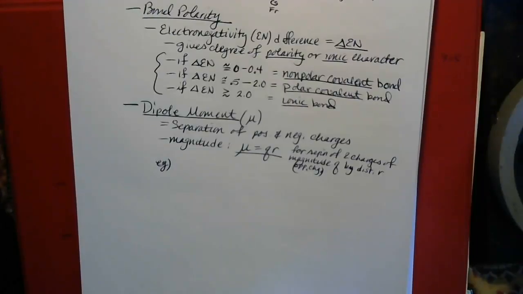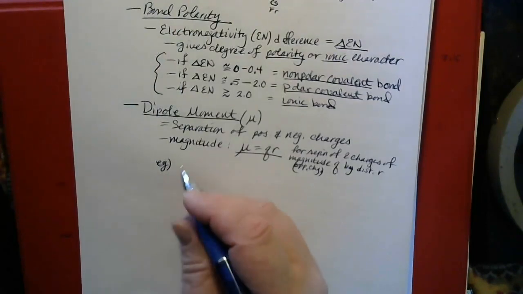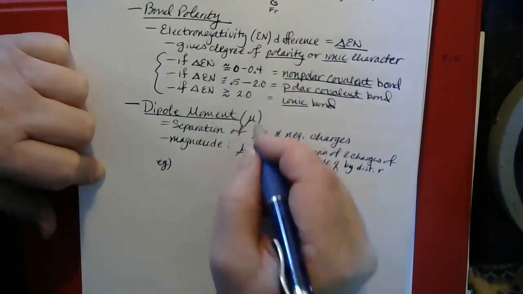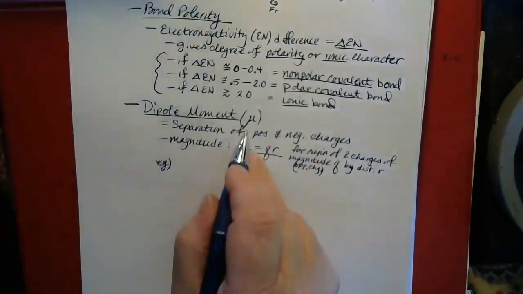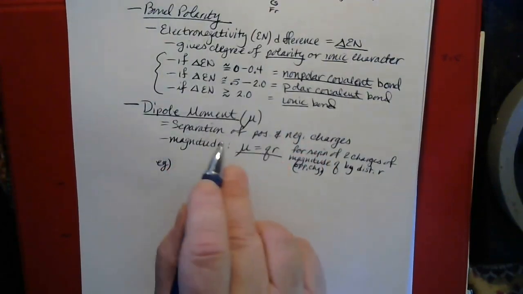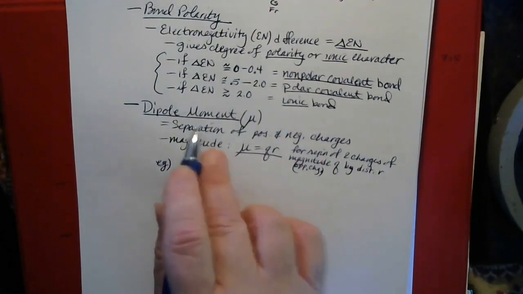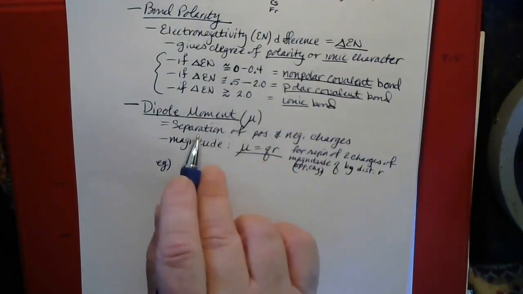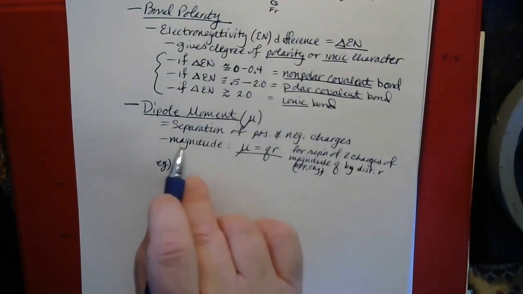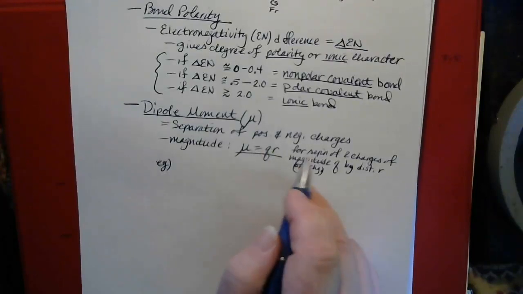Okay, still here. So where we left off was dipole moment. And we need to talk about dipole moment because that is actually related to polarity of bonds. Dipole moment is basically a degree of polarity of a bond. It results from the separation of positive and negative charges, and the magnitude is just QR.